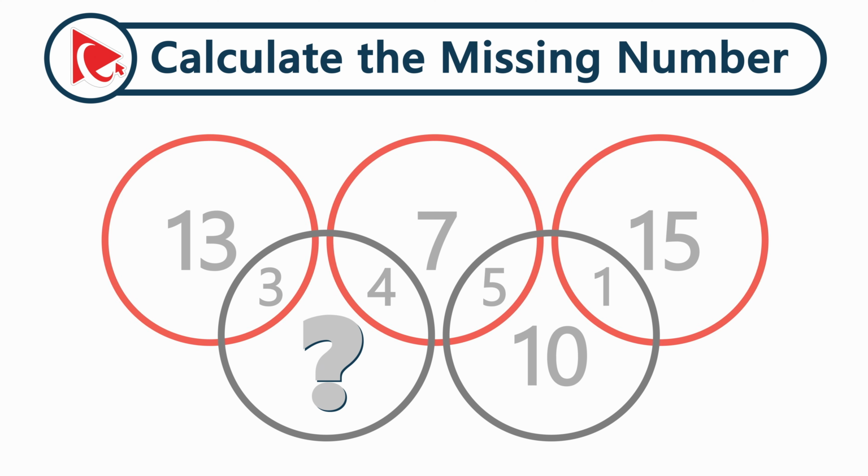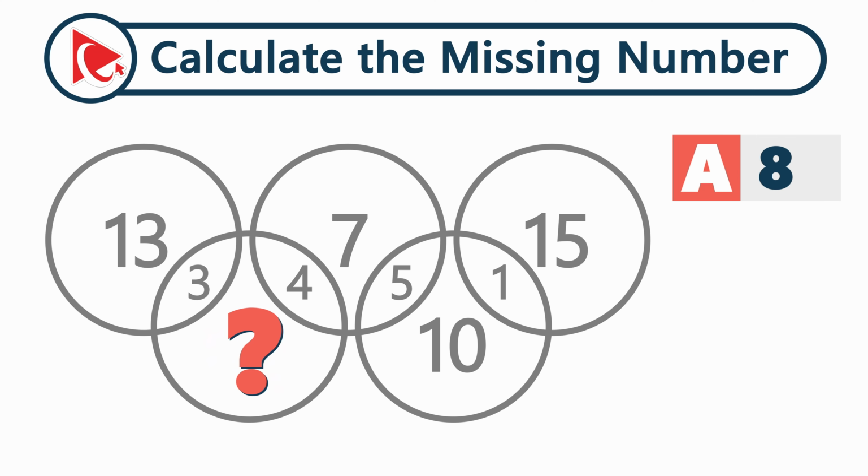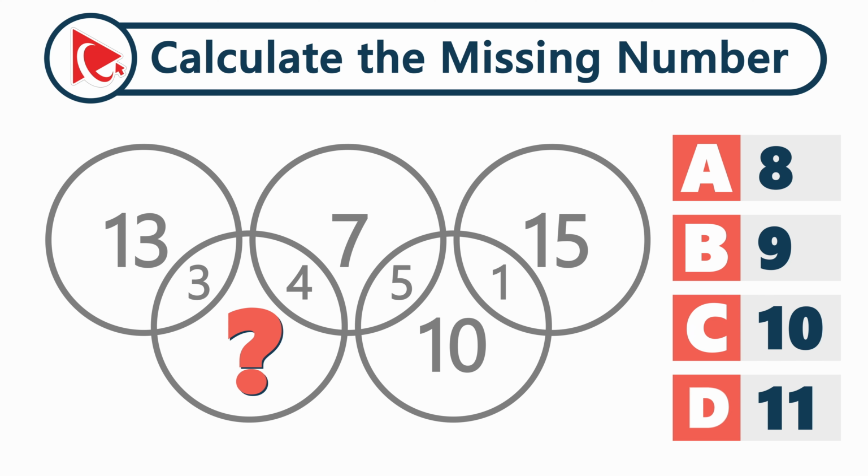First row has numbers 13, 7, and 15. Second row has numbers 3, 4, 5, and 1. See, smaller numbers. And then the third row only has 1 number on the right, number 10. And then the left number is missing. You need to calculate and select the missing number out of 4 possible choices. Choice A, 8. Choice B, 9. Choice C, 10. And choice D, 11.